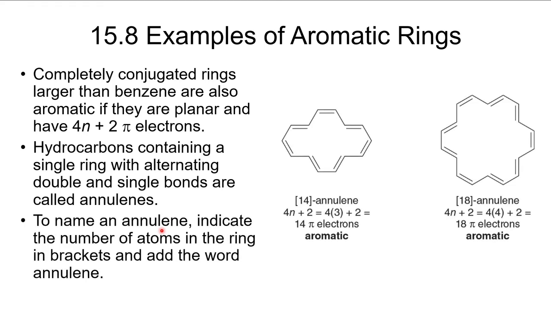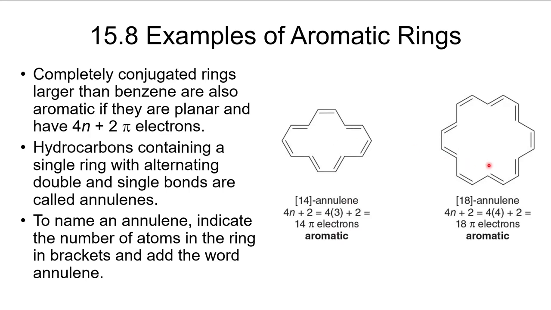All right, so here I've got two annulenes. This one is called 14-annulene. The number comes from just the number of carbons that are in the ring. You'll see that there are 7 pi bonds in 14-annulene. 7 times 2 gives us 14. 14, that is 4n plus 2, where n is equal to 3. And this is a completely planar molecule, completely conjugated, it's cyclic, and has 4n plus 2, therefore it is aromatic.